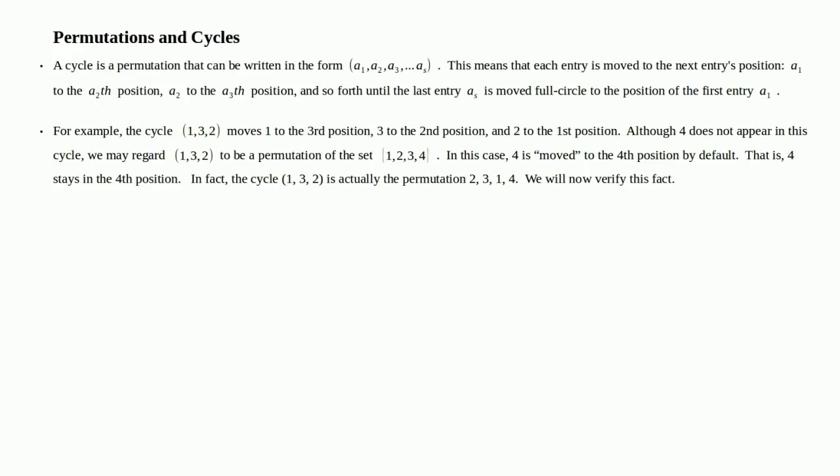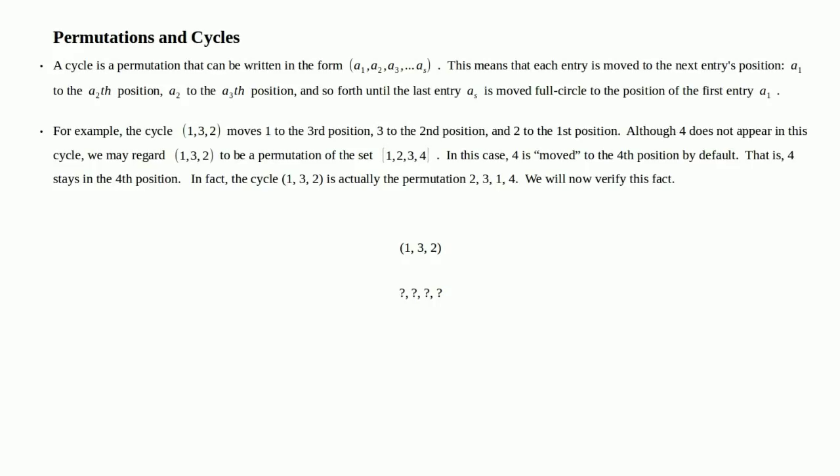And actually, before we verify that fact, let's just clarify a little bit. We can think of the cycle 1, 3, 2 as a permutation on the set 1 through 3. Or we can think of it as a permutation on the set 1 through 4, or 1 through 5. We just have to specify what set we're talking about, really. Anyhow, let's verify that fact, like I said.